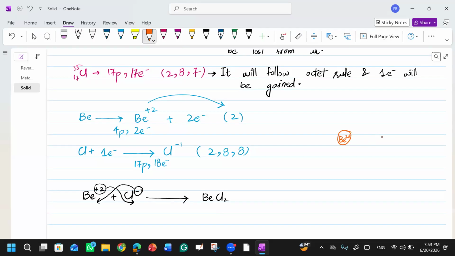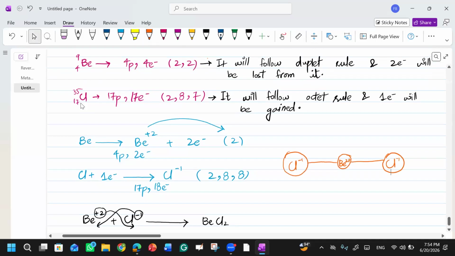It has lost 2 electrons. Now it has lost 2 electrons. It means 1 electron will be shared with 1 chlorine, right? And the other electron will be shared with the other chlorine. Clear? You cannot say that this 1 chlorine will gain 2 electrons. 1 chlorine atom cannot gain 2 electrons.